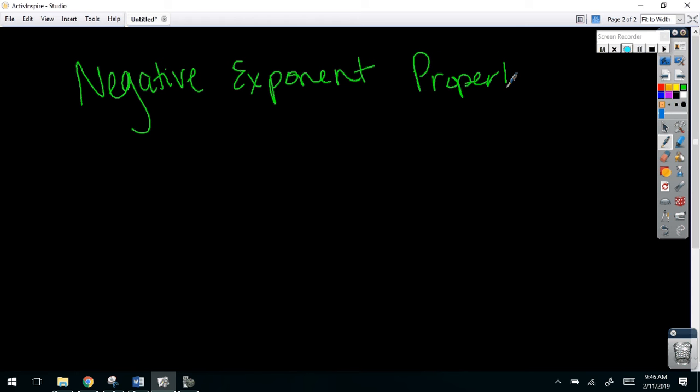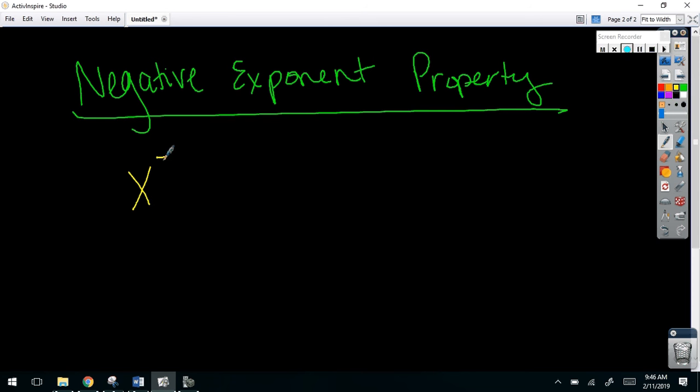All right, negative exponent property. Very last one. Now, negative exponents are bad. We never keep negative exponents, okay? So we need to know what to do with them. If I have, let's say, x to the negative second power, what I have to do is make the exponent positive, but it has to move, to the bottom of the fraction. So x to the negative 2 is the same thing as 1 over x squared.